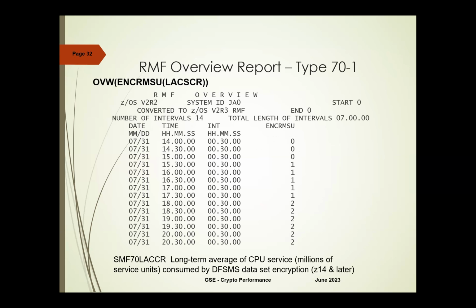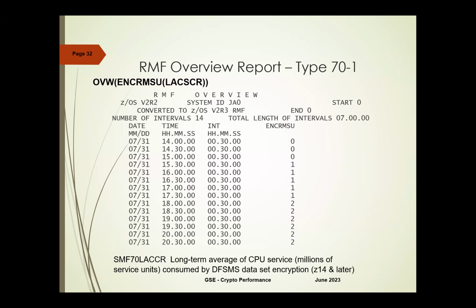And then lastly, I want to point out the LACSCR report. This was implemented so you can start measuring data set encryption. This is measuring the long-term average of CPU service consumed by data set encryption. So as you start ramping up your data set encryption, you're probably going to see these encrypted MSUs trending upwards. And once again, I would be looking at these to look at trends over time.